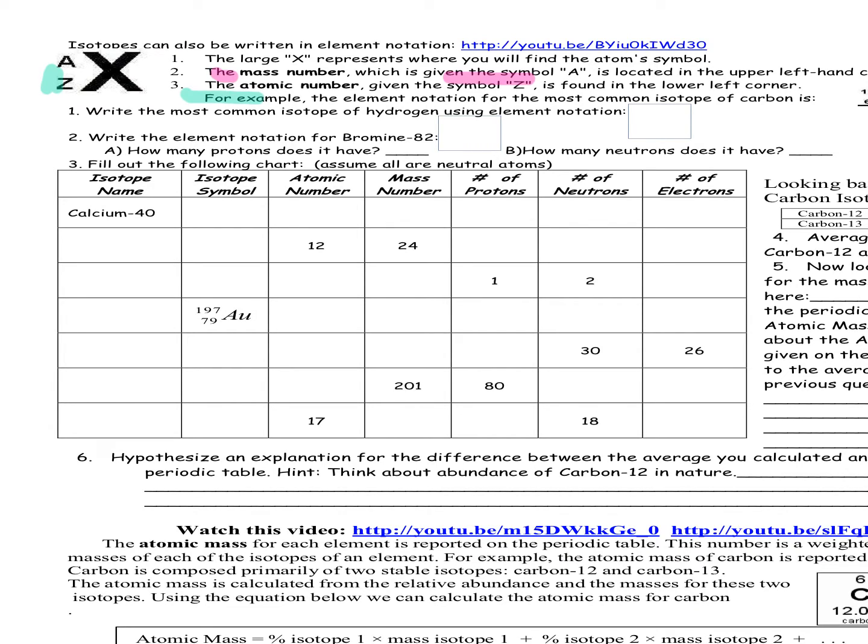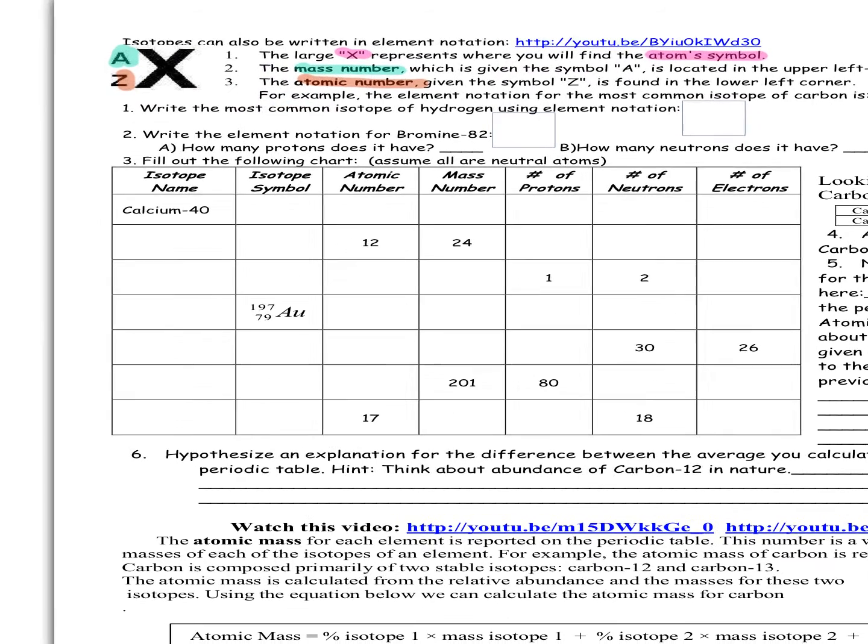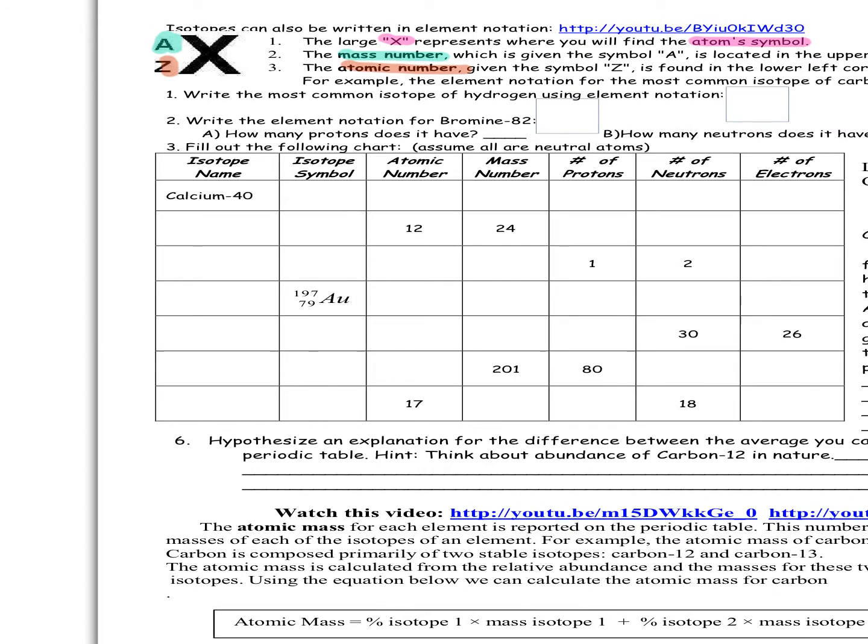The number on bottom is your atomic number, also known as the number of protons. Now, a simple way of remembering the fact that it is written like this is because if I take the top number and I subtract the bottom number, if I take my mass and I subtract my number of protons, I get my number of neutrons.